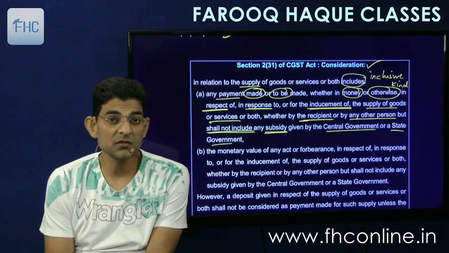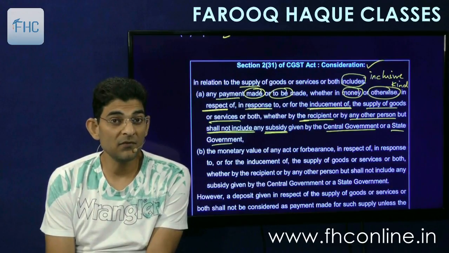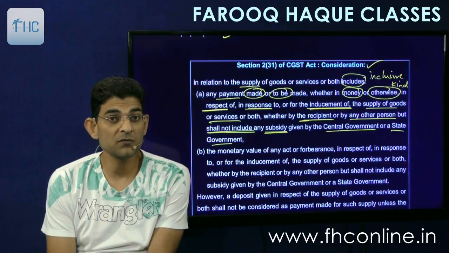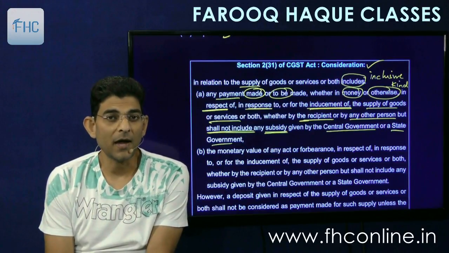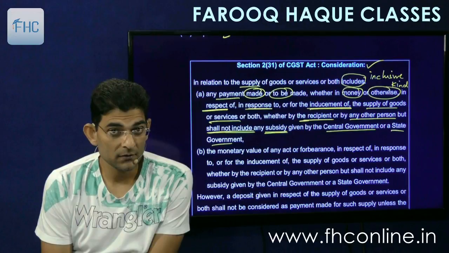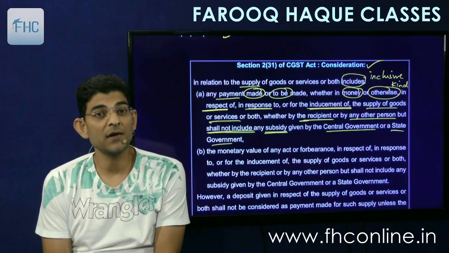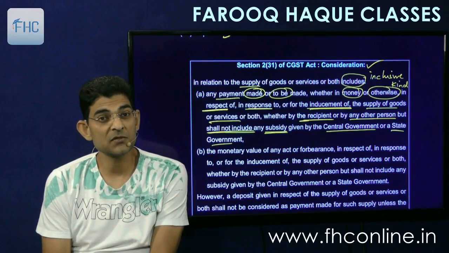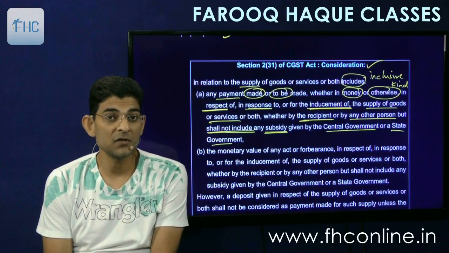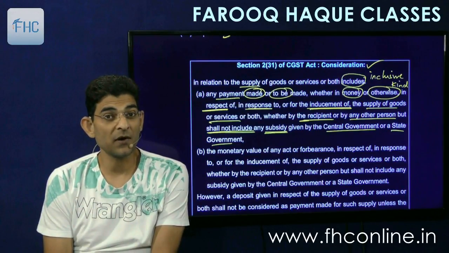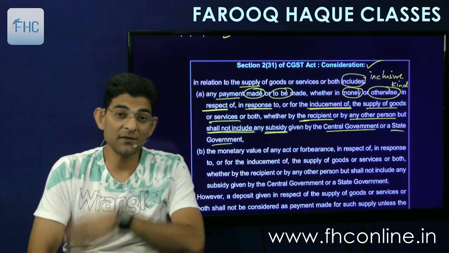But I'll go into losses. So government says, don't worry, we will give you a subsidy of 3,500. So I sell the bag at 1,500 to the farmer, and 3,500 I receive separately as subsidy from the central or the state government. So the question is, what will be the consideration? Only 1,500, or 1,500 plus 3,500 is equal to 5,000? So the answer is only 1,500. 1,500 will be the consideration.